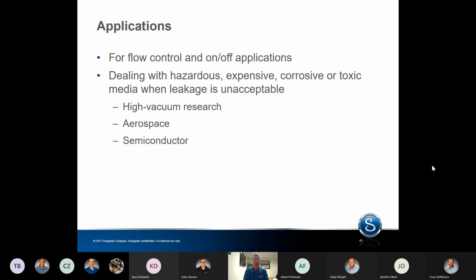Bellows valves can be used for flow control and for on-off applications. They're ideal when working with hazardous, corrosive, toxic, or expensive media where stem leakage to atmosphere can't be tolerated. This slide shows some of the common industries that use bellows valves, but these are a good choice wherever you have these types of media.